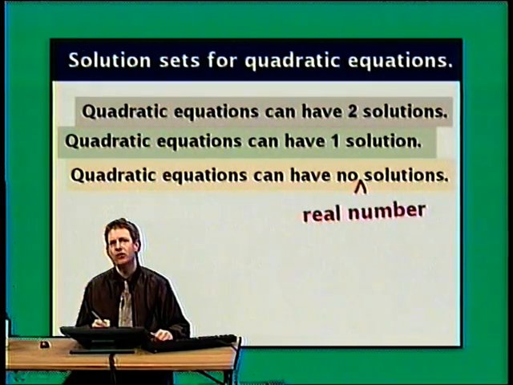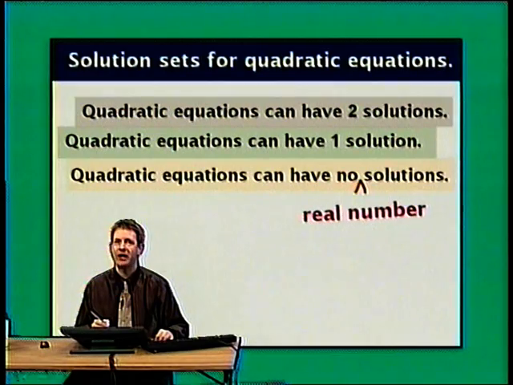In later classes, you're going to learn about other types of numbers, and when you start incorporating these other types of numbers, it turns out that a quadratic equation always has either exactly one or exactly two solutions. But over the real numbers, quadratic equations can also have no solutions.